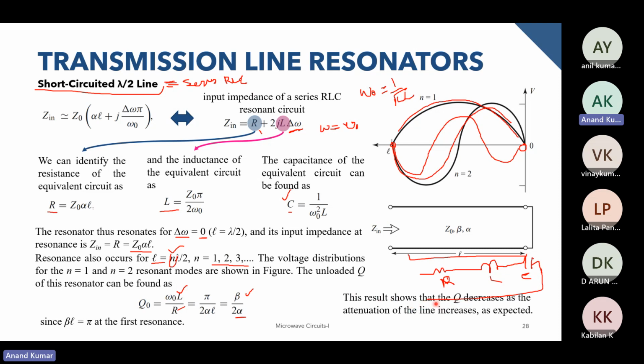This result shows that the quality factor decreases as the attenuation of the line increases. The quality factor is given by beta by 2 alpha, and if you increase the attenuation constant of the line, the quality factor will decrease, which is the same as what happens if you increase the resistance in a series RLC circuit. The quality factor decreases if you increase the resistance. Similarly, if you increase the attenuation over here, which also means loss, the quality factor reduces.